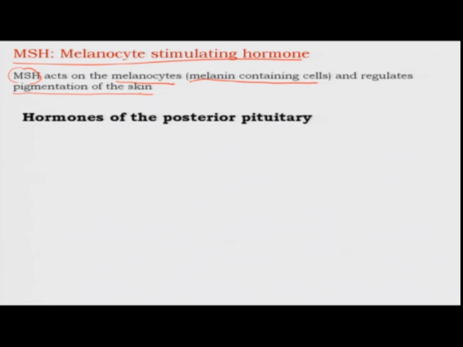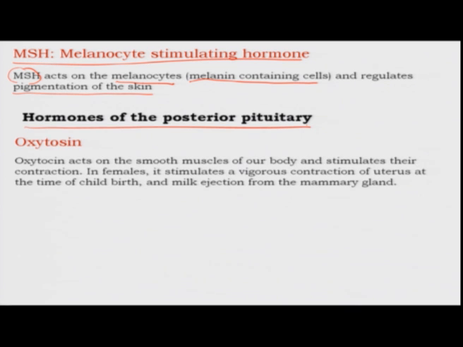Then let us talk about the hormones of the posterior pituitary. The posterior pituitary has two hormones. The first one is oxytocin. Oxytocin is known to act on the smooth muscles of our body. If you are aware, there are three kinds of muscles in our body.